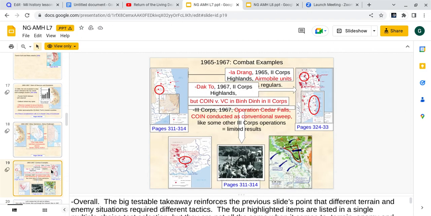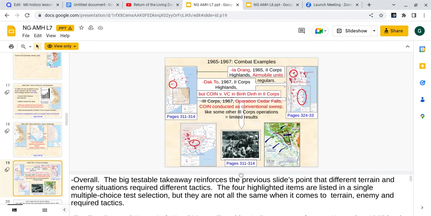So this slide's kind of chaotic, but we're going to go through it. So this is basically highlighting what we just talked about in the last slide, about the different environments and different tactics. So in La Drang, you have to know La Drang. In La Drang, the U.S. used air mobile units. These are the helicopters we talked about. Then in Doc To, it was in the Highlands. Again, we're using air mobile units in Doc To, but different terrain.